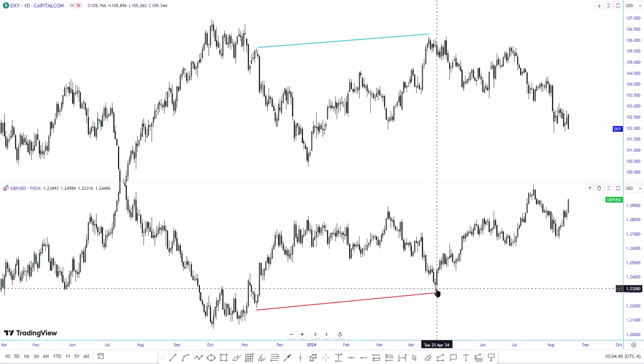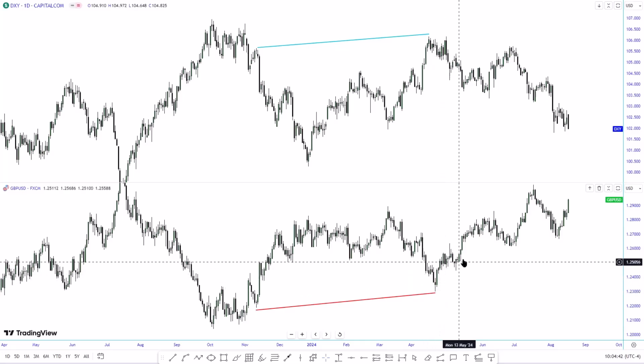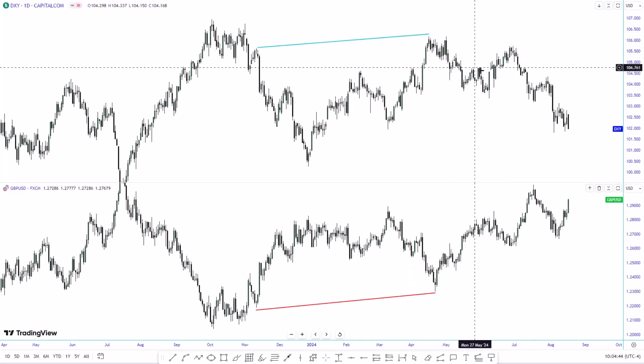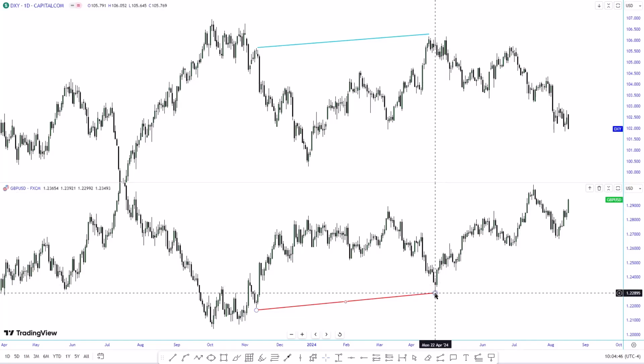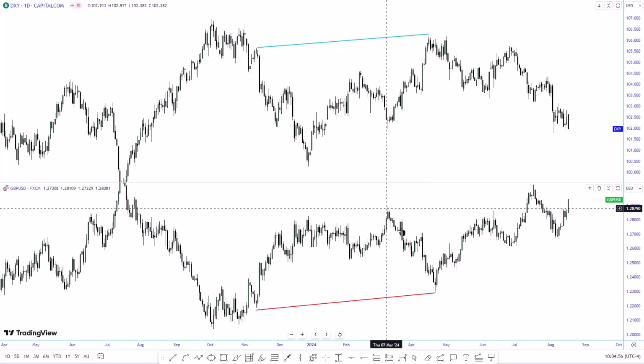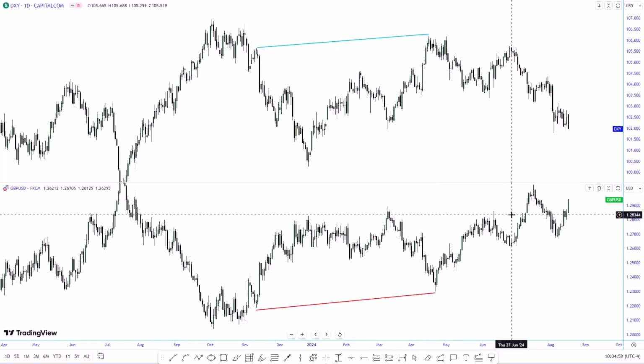This one indicates that we're now anticipating GBP/USD to give us a reversal to the upside, and the DXY a reversal to the downside, and that is what happened. Now, this one gave us the indication number one of a potential reversal from bearish to bullish on GBP/USD.